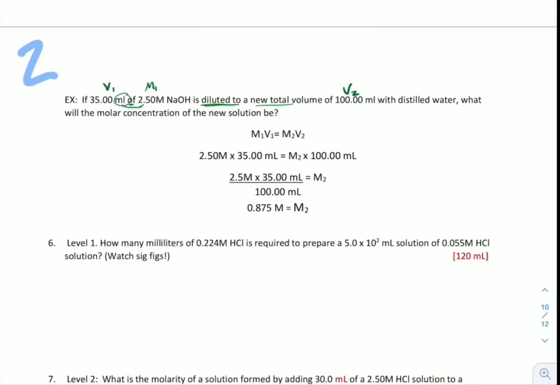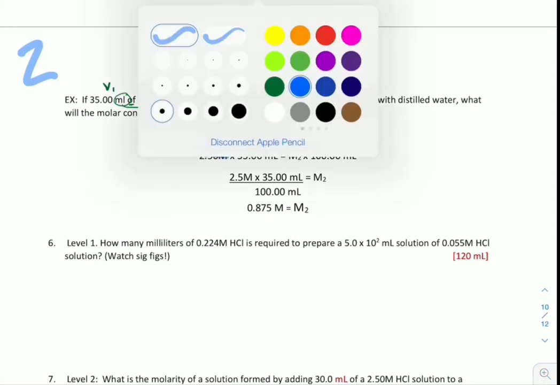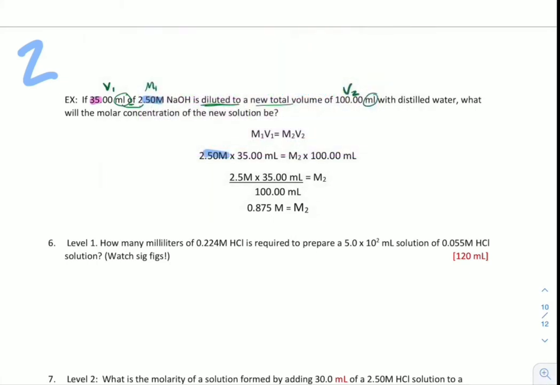Do a quick check. Are my units the same? Yes? Okay, I'm good. What should the molar concentration be? So again, we just are plugging in the numbers. So here's our molarity, and then here's our volume there, and then this is the other volume on that side. You're going to divide both sides by 100. That's how we got to this next step. So we divided both sides by 100.